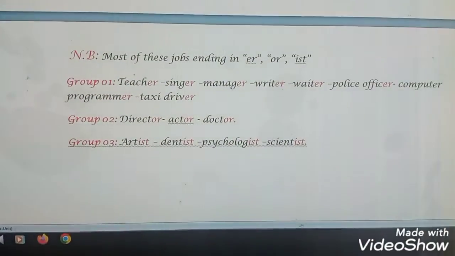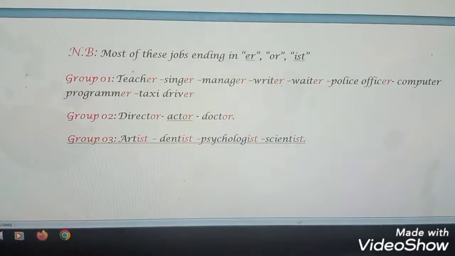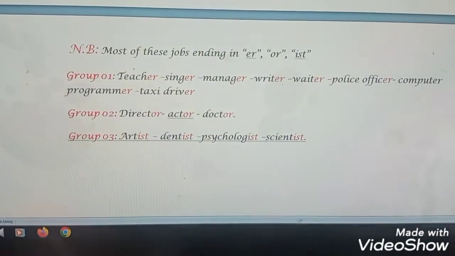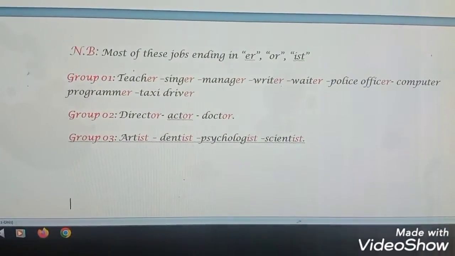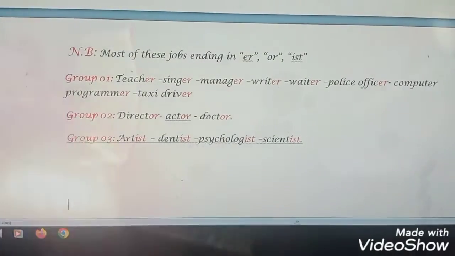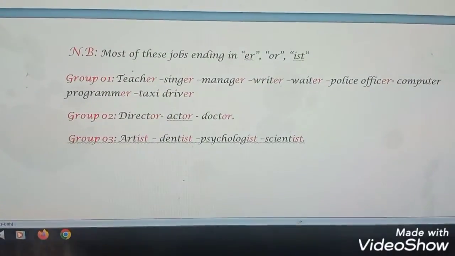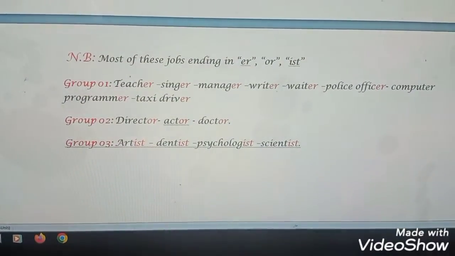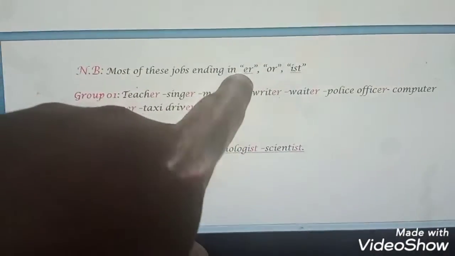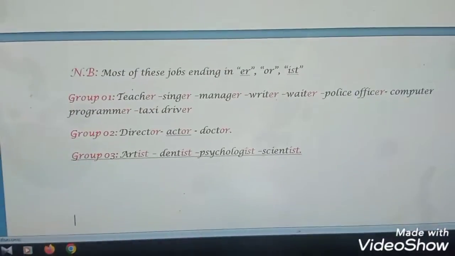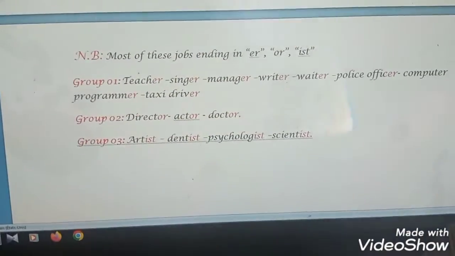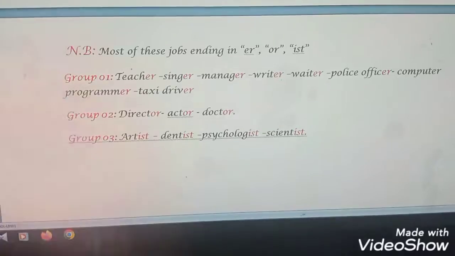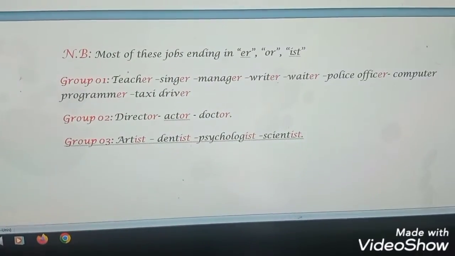So, a remark. Most of these jobs end in ER or OR or IST. So what do you remark? تلاحظوا بالأغلبية أن المهن تنتهي بـ ER أو OR أو IST. So we have some lists. شوفوا هنا الأمثلة.